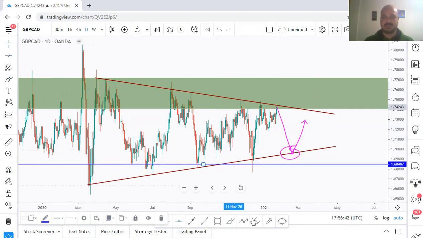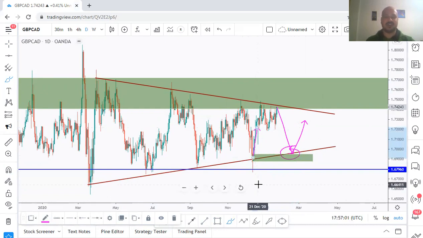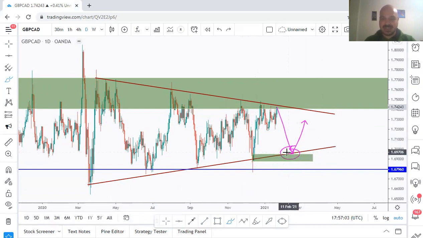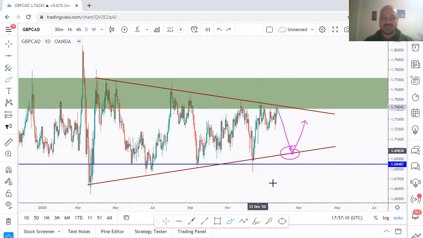And of course, we do have support around here since price failed to break below it many times. So this one is acting as support and also acting as supply, as you can see here, as price made an aggressive movement upward from here. So this area is a high probability zone to look for buy setups, because for now we do have three confluences, or three reasons to look for buy setups.